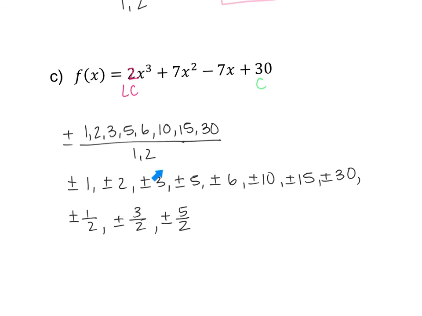6 divided by 2 is 3, which I already have. 10 divided by 2 is 5, which I already have. 15 divided by 2, I don't have that, so plus and minus 15/2. 30 divided by 2 is 15, so I already have 15 here, so I don't want to repeat that. And so this is my final list of possible solutions, so definitely a larger list.